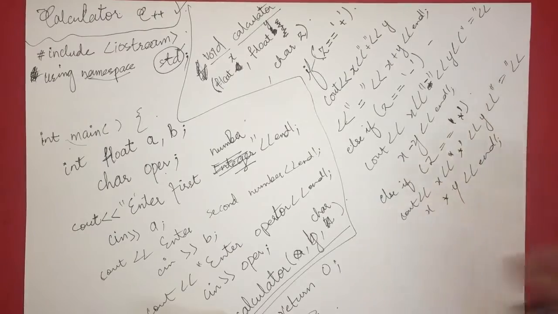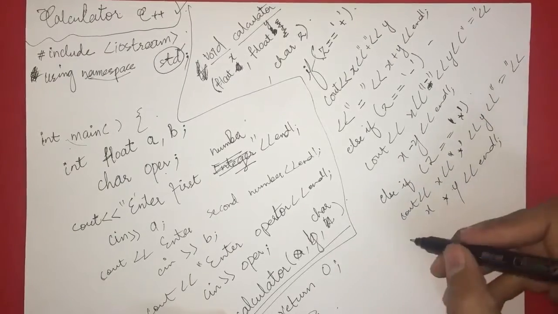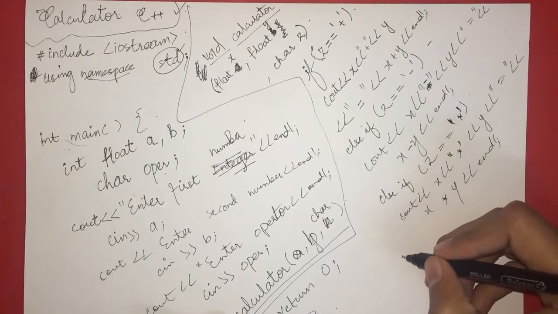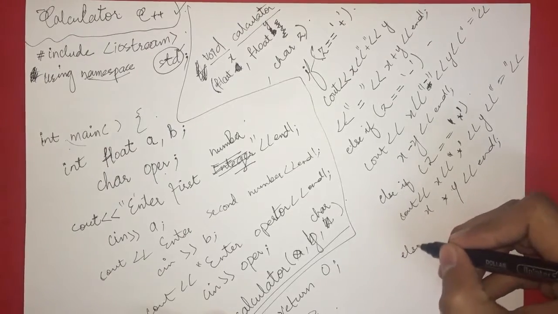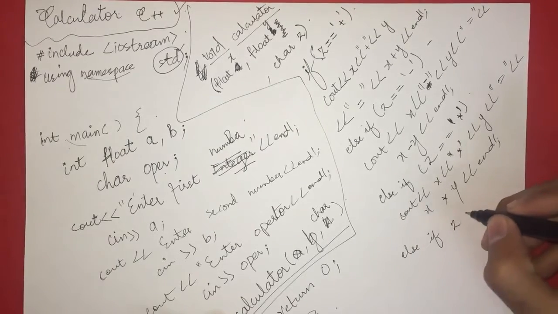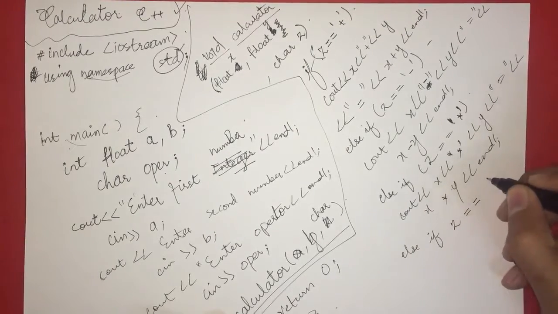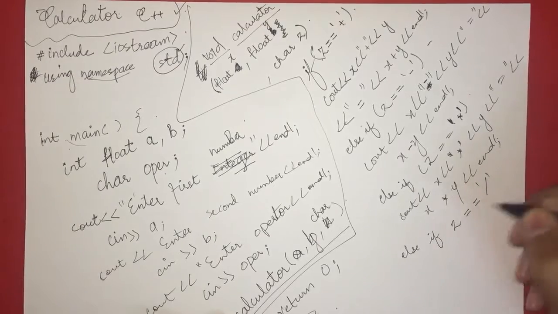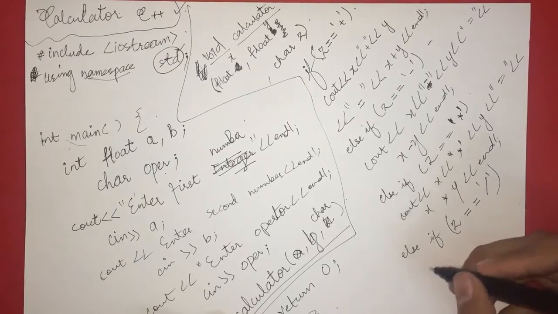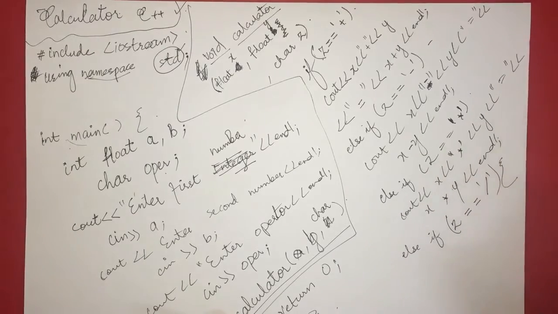now the real fun thing in this function is going to be when you will divide. So when you will divide, else if z double equals the division sign. Okay, now we are going to use another if statement in this.